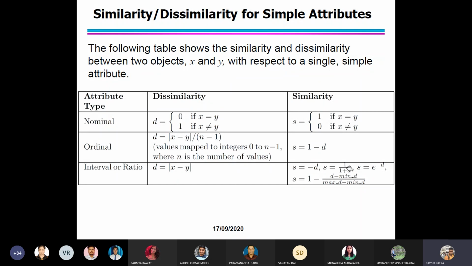Otherwise, the simple way is you can take 1 upon 1 plus the distance or dissimilarity measure, or the other way is this one. This is also a normalized one. Now it depends on the applications. Okay, sir.